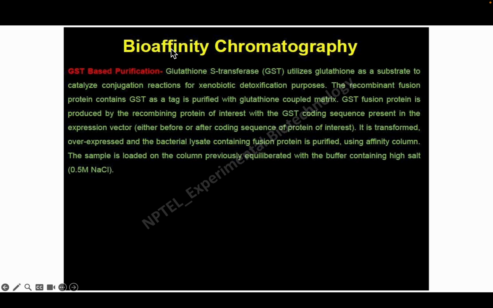Within bioaffinity chromatography, you also have GST tag purification. Glutathione S-transferase utilizes glutathione as a substrate to catalyze conjugation reactions for xenobiotic detoxification purposes. The recombinant fusion protein containing GST as a tag is purified with glutathione coupled matrix. GST fusion protein is produced by recombining the protein of interest with the GST coding sequence present in the expression vector. So you are purifying your protein along with GST, before or after the coding sequence. It is transformed into bacteria, and the bacterial lysate containing fusion protein is purified using an affinity column. The sample is loaded on the column previously equilibrated with a buffer containing high salt, 0.5 molar NaCl.